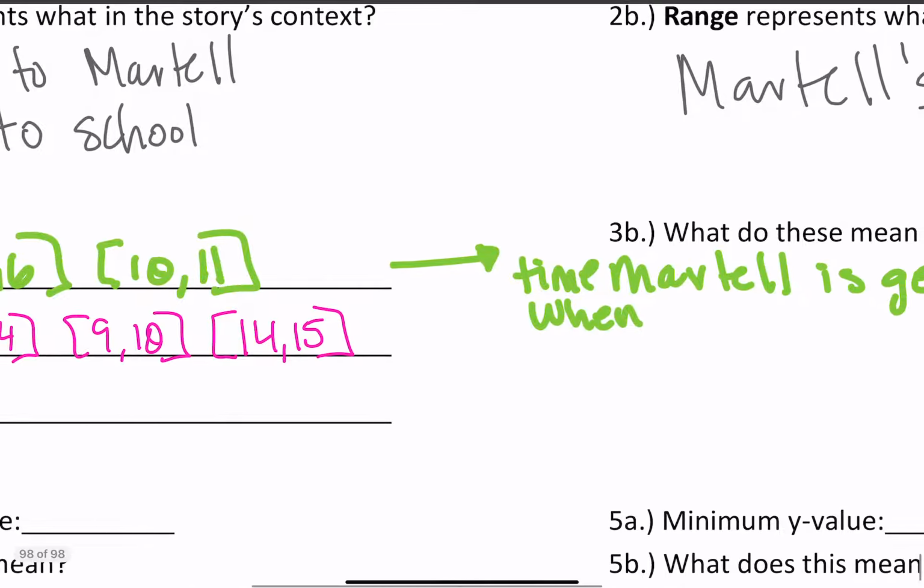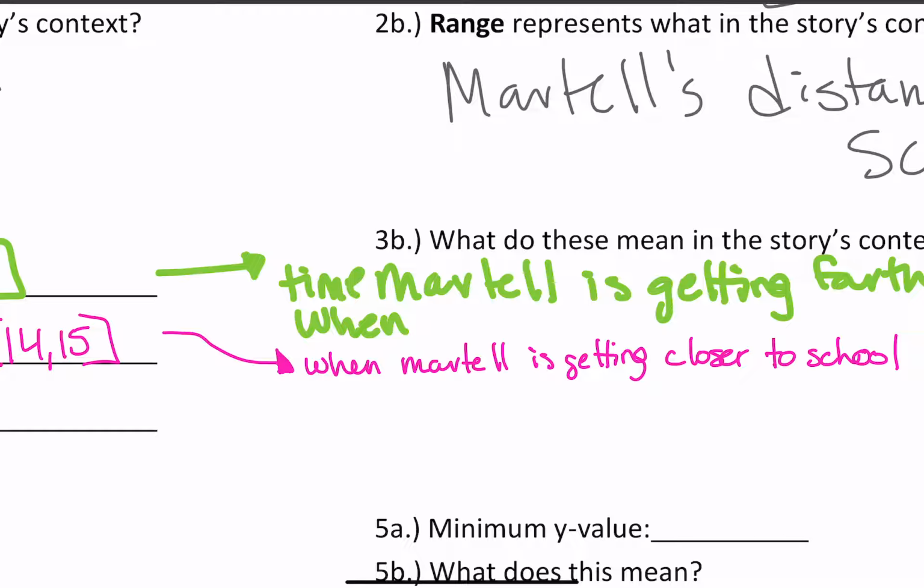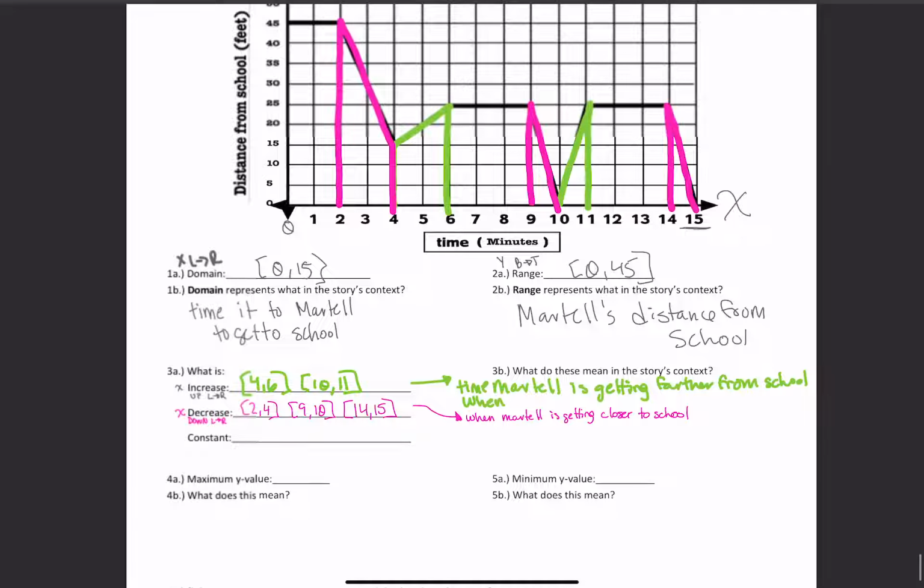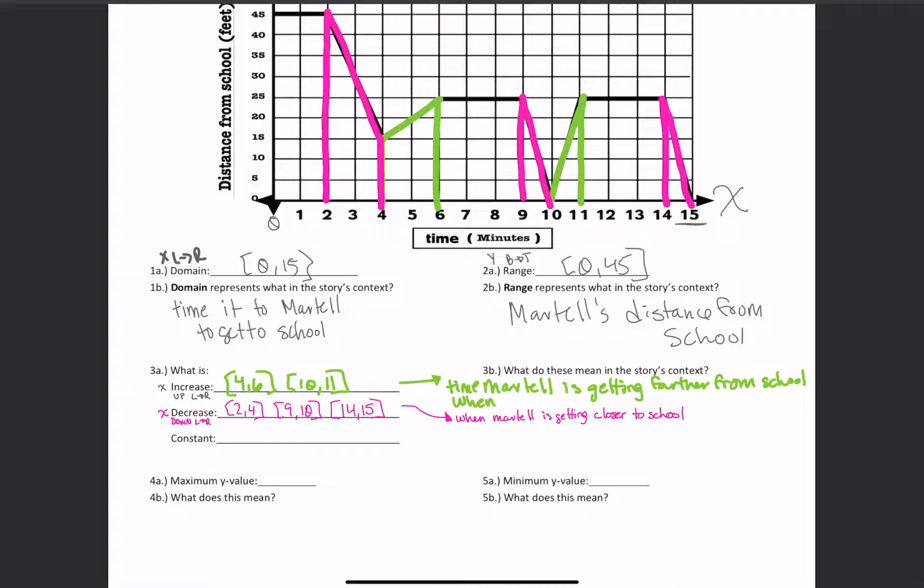Now, what does this mean in terms of my graph for the story? This is when Martel is getting closer to school. Look at this, it's going down. Look at his distance. He started at 45 and then he's going down. He's getting closer, right? Now, instead of 45 feet away, he was 15 feet away. And this one starts at 25 feet away and gets down to 0 feet away. I'm getting those distance values from the y-axis.